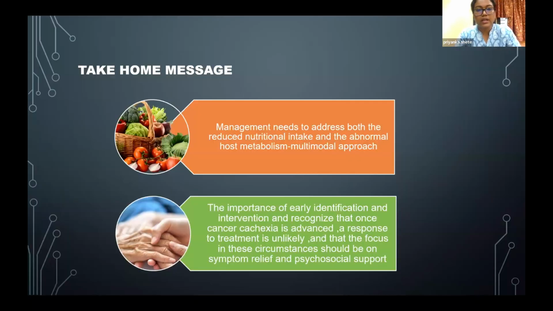Then take-home message. Management needs to address both the reduced nutritional intake and the abnormal host metabolism. That is, a multimodal approach is important. The importance of early identification and intervention, and recognizing that once cancer cachexia is advanced, response to treatment is unlikely, and the focus in these circumstances should be on symptom relief and psychosocial support.